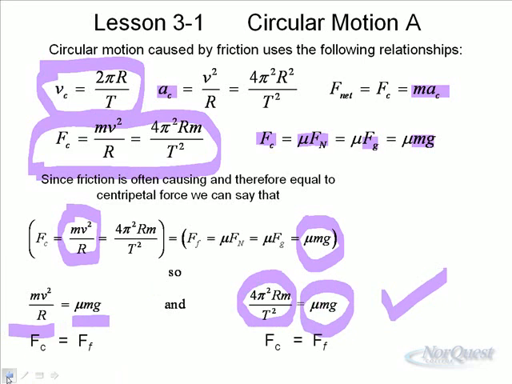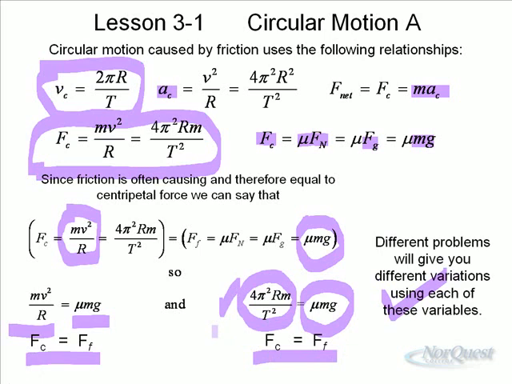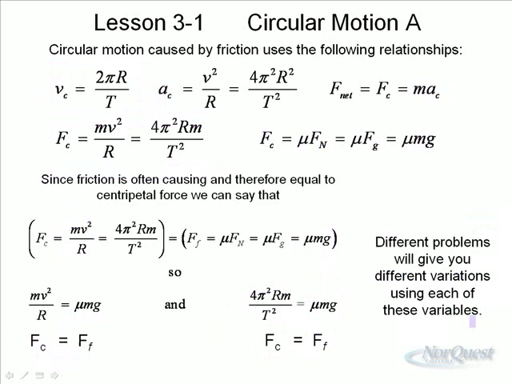So since the centripetal force is equal to frictional force, since they're equal to each other, then of course these equations are equal to each other. And different problems will give you different variations using each of these variables. All right? And so that's the premise of the idea of centripetal force being caused by friction. So let's look at another example.